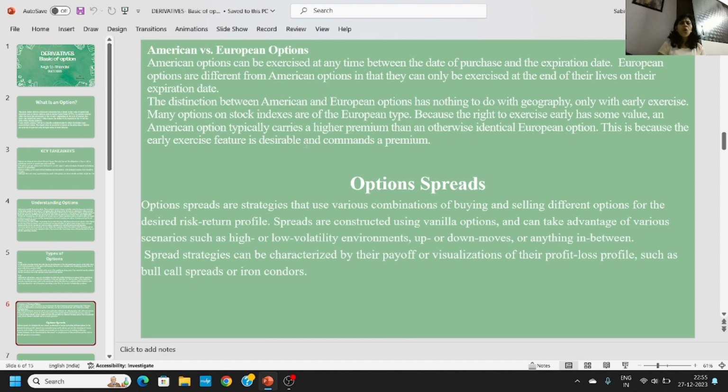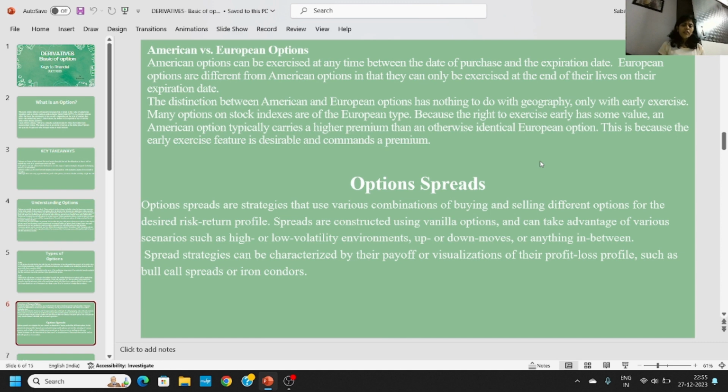Many options on stock indices are of the European type because the right to exercise early has some value, and American options typically carry a higher premium than otherwise identical European options. This is because the early exercise feature is desirable and commands a premium.